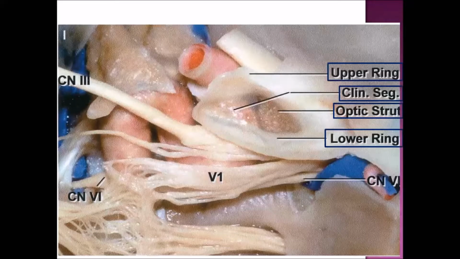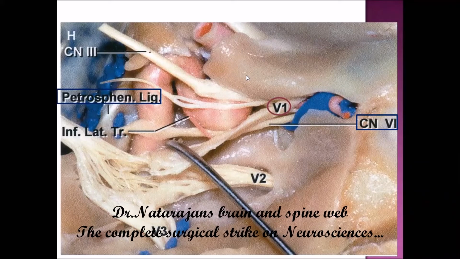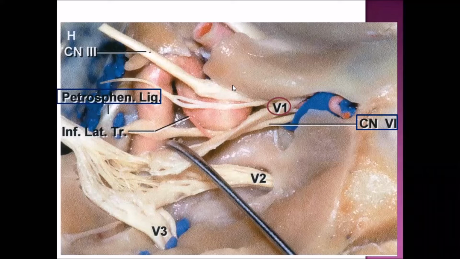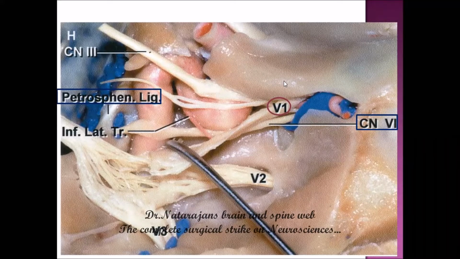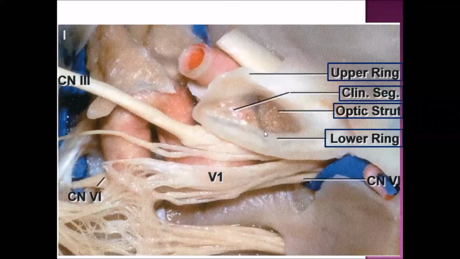So now what you see here is the anterior clinoid process, and medial to the anterior clinoid process, what you see is the internal carotid artery. So this anterior clinoid process is now drilled.